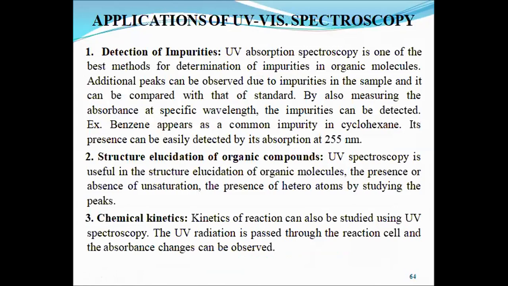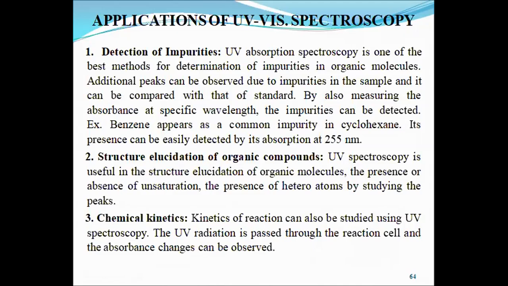The very first application of UV visible spectroscopy is that we can detect the impurities present in organic molecules, because we will be getting additional peaks if some kind of impurity is there in the sample. By studying those additional peaks indicated in the spectrum, we can check the impurities which are present in the molecules or the compound.